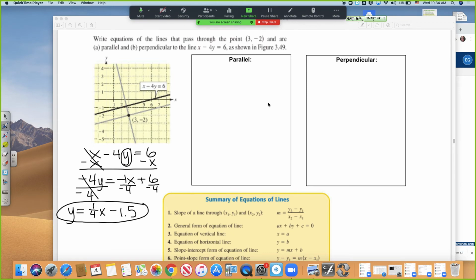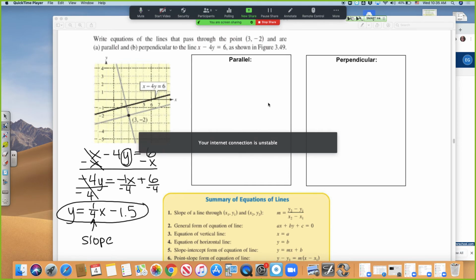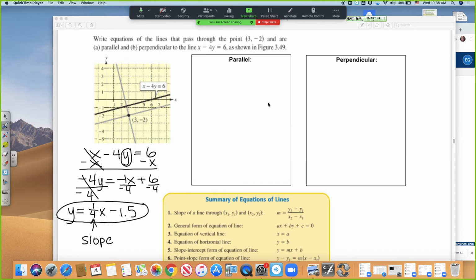So this is the equation that they give us. But now this equation is in a more friendly form. This is slope-intercept form. I now know my slope of this line is 1/4. I now know the y-intercept of this line is -1.5. But I actually don't need the y-intercept to determine what we're trying to find. We're trying to find an equation that is parallel to this line, but passes through this point here. So if we look at this, the blue line is parallel to the black line, and this blue line passes through the point 3, -2.